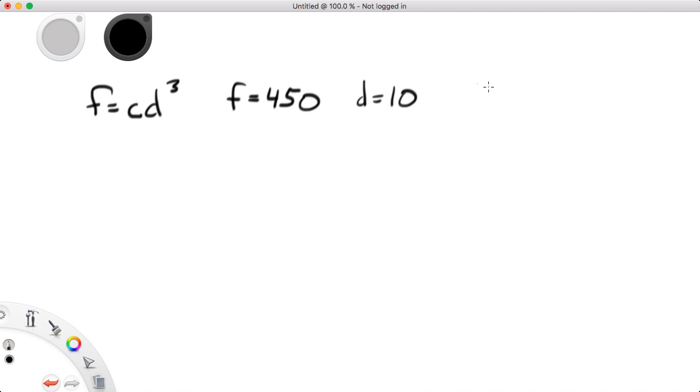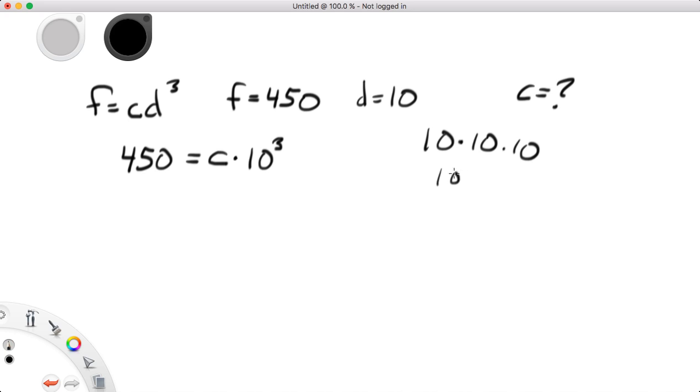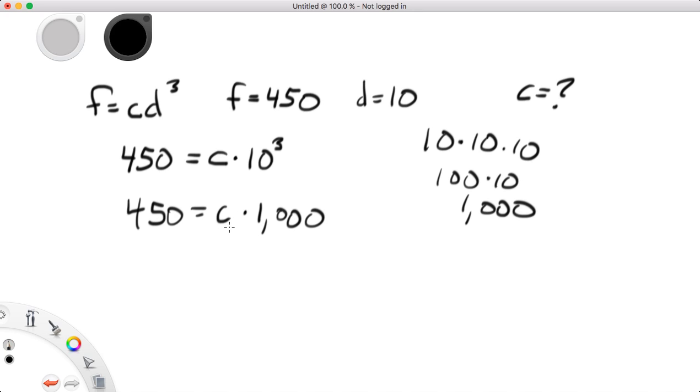Okay, then we've got another one. We say that F equals C times D to the third power. And we know that F is equal to 450, and we know that D is equal to 10. And it says C equals what? Okay, so since we have a definition for F, we know that that's 450. We can just substitute 450 for F. I'm going to keep C there because I don't have anything for C. C is my unknown. But I know what D is. D is 10, so it's going to be C times 10 to the third power.